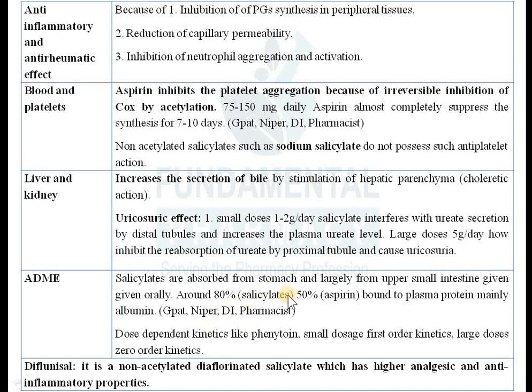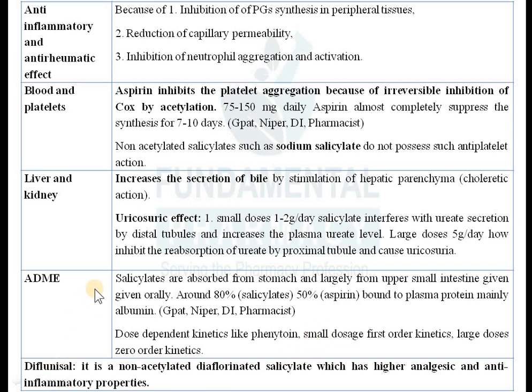So 80% of salicylates will bind to the albumin, and 50% of aspirin will bind to albumin. So they will show dose-dependent kinetics like phenytoin. In the smaller dose their elimination kinetics will be first order. In the higher dose their elimination kinetics will be zero order.